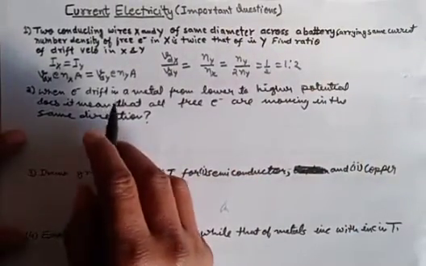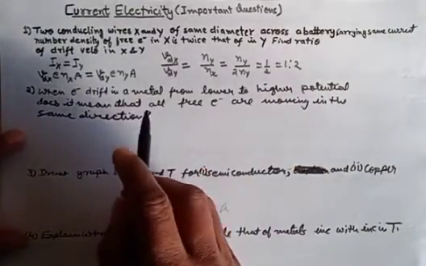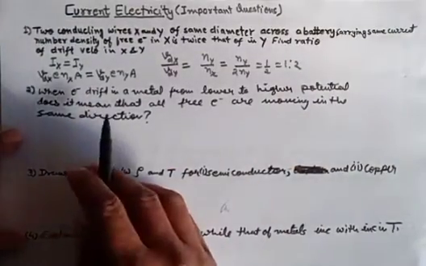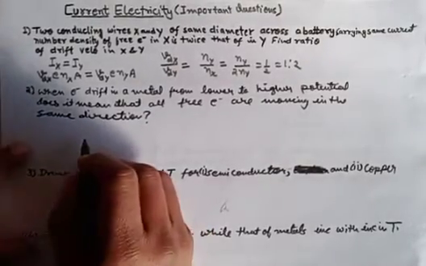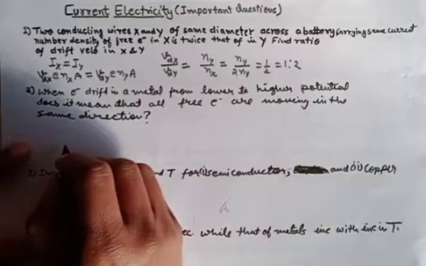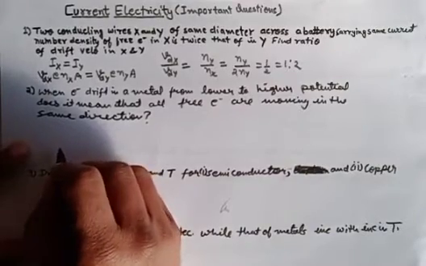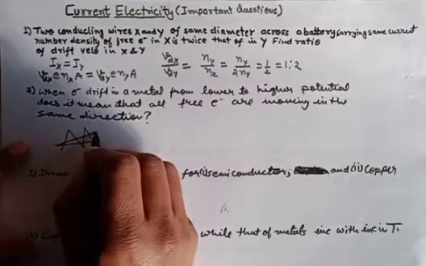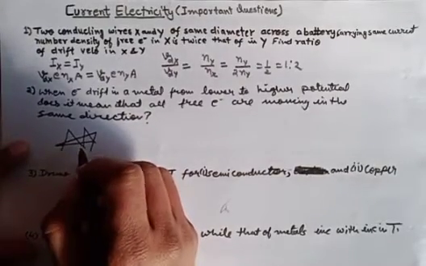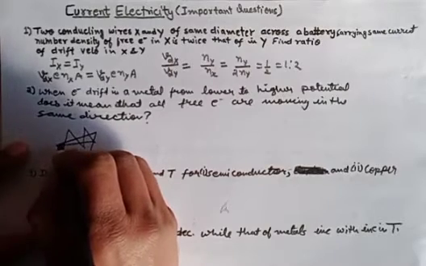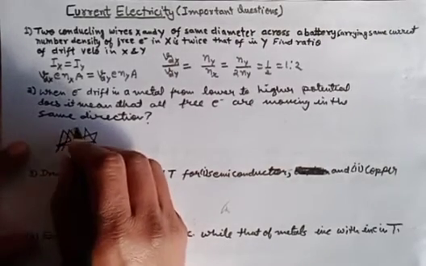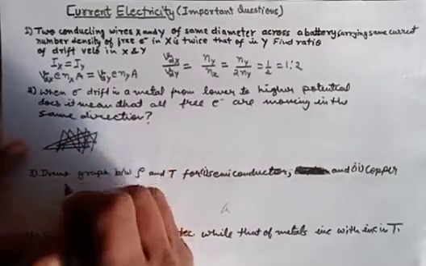When electrons drift in a metal from lower to higher potential, does it mean that all free electrons are moving in the same direction? Macroscopically, the answer is yes, but microscopically, it isn't. Actually, in actual practice, suppose without an external voltage, electrons were randomly moving like this. Then due to the electric field, they will experience a slight deflection and they would just be shifted, as I'm showing here, like this.